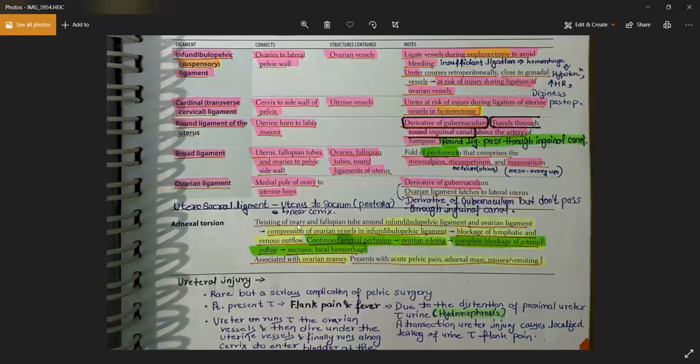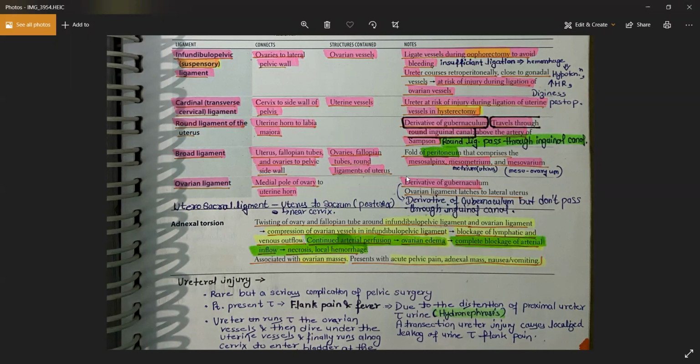So it is a twisting of the ovary and the fallopian tube around the infundibulopelvic ligament or the ovarian ligament. You will have compression of the ovarian vessels in the infundibulopelvic ligament. You will have a blockage of the lymphatic and the venous outflow. The arterial perfusion will continue for some time, and that will end up causing ovarian edema. Then complete blockage of the arterial perfusion happens, and you will get necrosis and local hemorrhage.